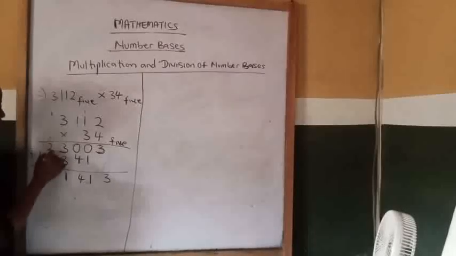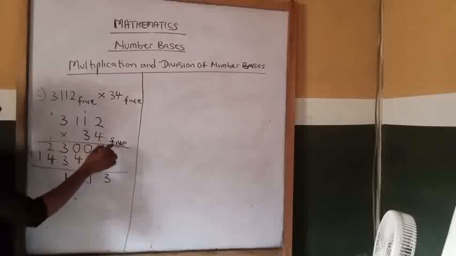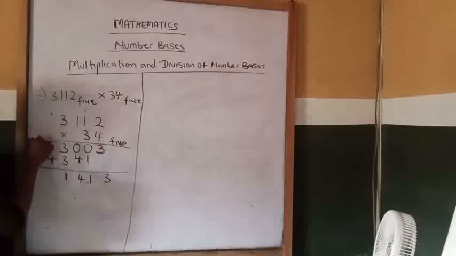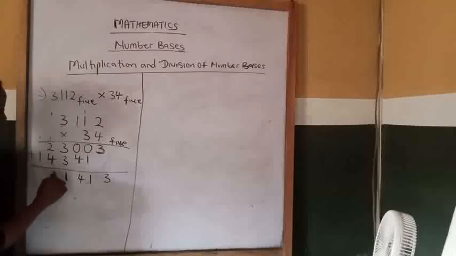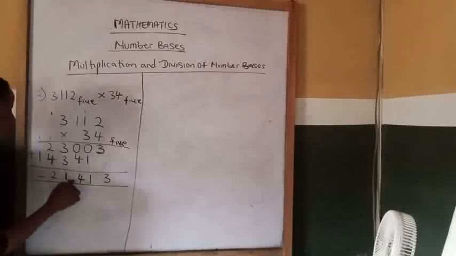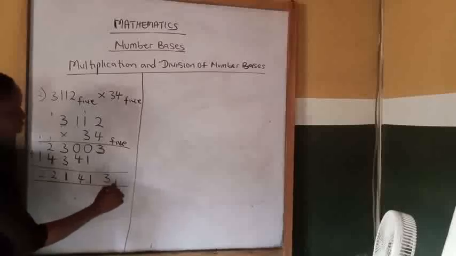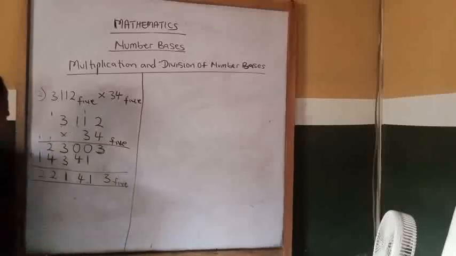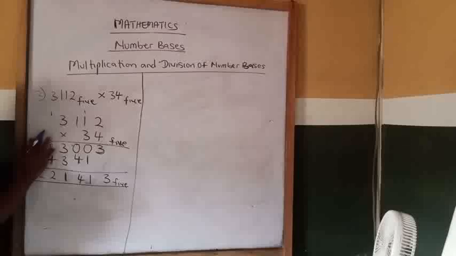1 plus 2 is 3. 3 plus 4 is 7. How many 5 can we get in 7? It is 1, remainder 2. 1 plus 1 is 2, which is not up to your base, so we bring the 2 down. So the final answer is 221413 base 5. That is our answer for the first method.